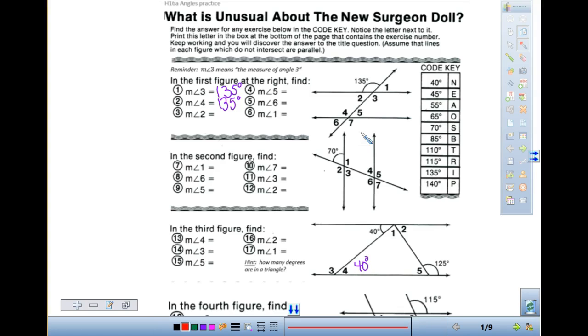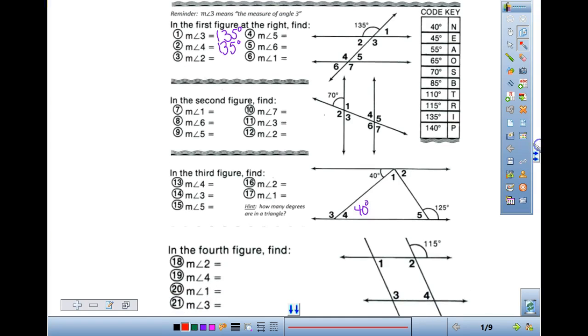Which number, which question are we looking at? Number 18. 18 with angle 2. What do we know about these two angles? How are they related to each other? What is the name that you would tell me? Angle 2 with the 115, Maria? They're vertical. So if they are vertical, they are going to be congruent. So this has to be 115 degrees. And if I ask you why, which on the test for this unit, I will, you would tell me vertical.